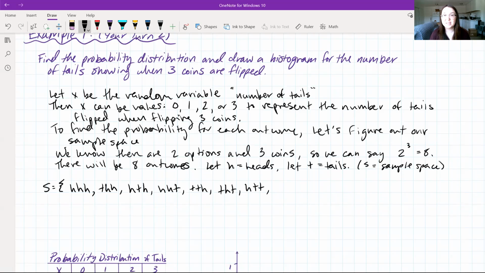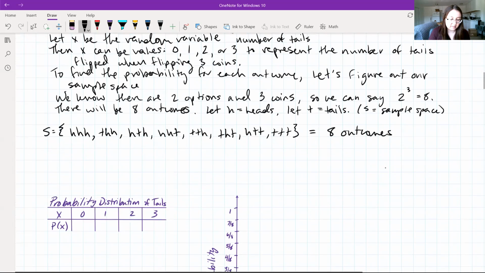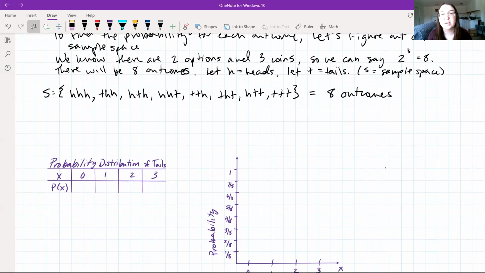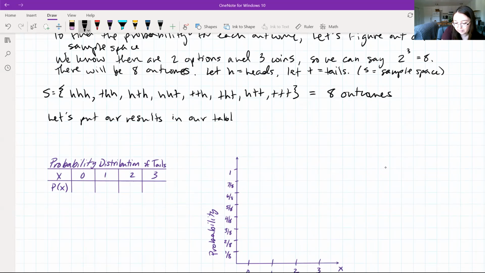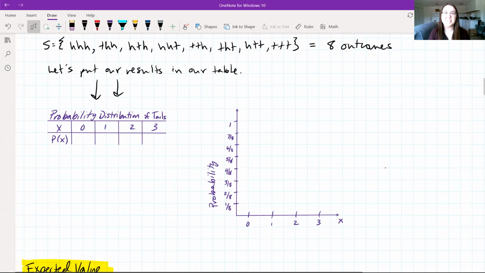Now if we want to have 3 tails, there's only one option. It's just going to be tails, tails, tails. And we see here that when we add all these values up, this is 8 outcomes. So we know that this is going to be 8 outcomes. So we want to put our results in our table. And this is our table here. Our probability distribution of tails.